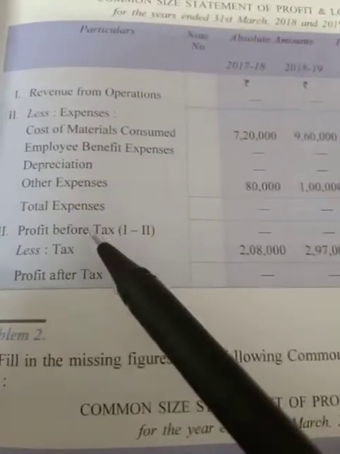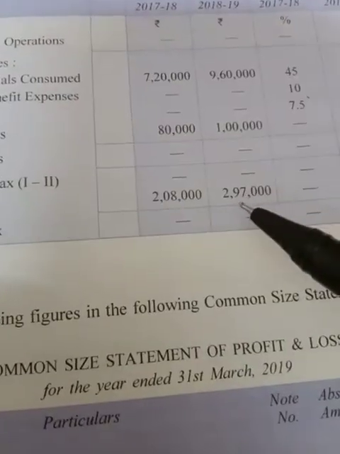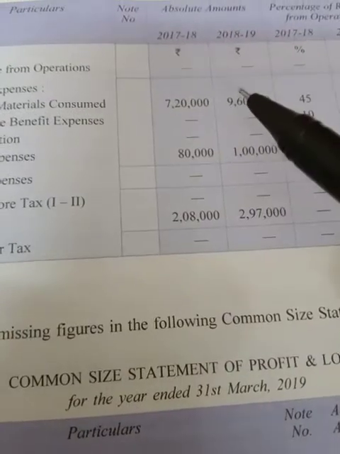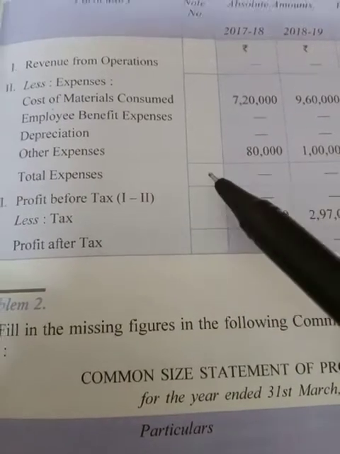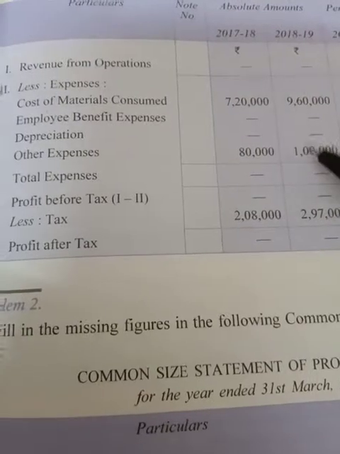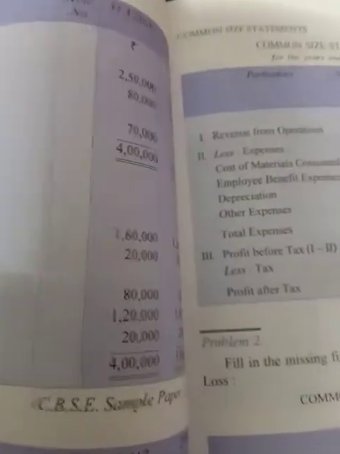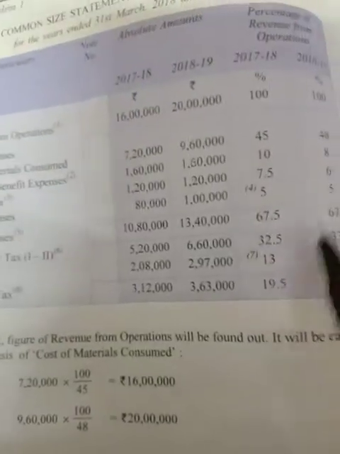Of this profit before tax, and then of this tax, 2,97,000 into 100 by 20 lakh, then you will get the percentage. Profit after tax you can calculate. Profit before tax you can calculate by deducting total expenses from revenue from operation. Here also, total tax from total expenses from revenue from operation, and there you will get the solution. The solution part is given over there, that is less tax, and there the calculation has been done.